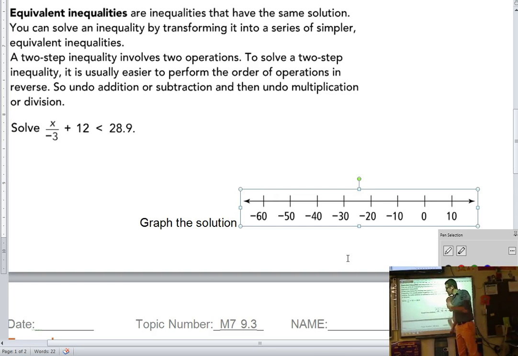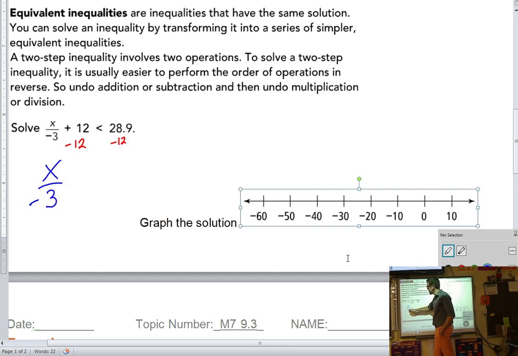So, Andrew, what's the first thing that you want to get rid of in this problem? The 12, because it's added or subtracted on with it. How do I get rid of it? Just subtract it off of each side. That gives me x divided by -3 is less than 16.9. Xavier, what do I do now? So I think that's division. So yeah, it's being divided right now. How do I undo that?